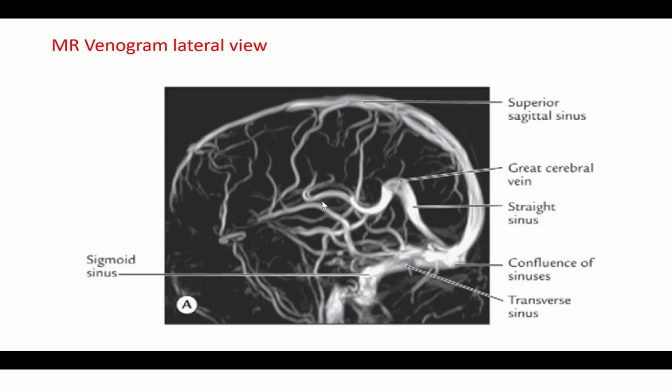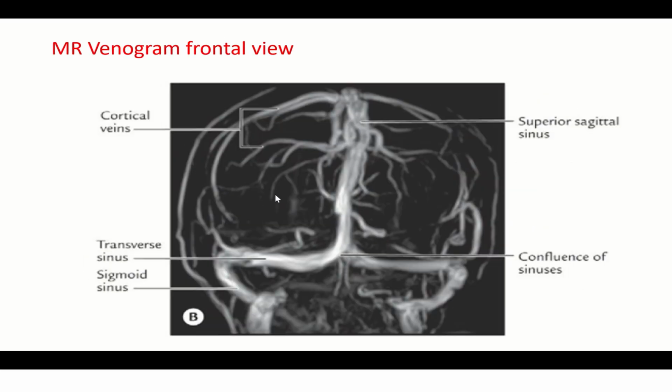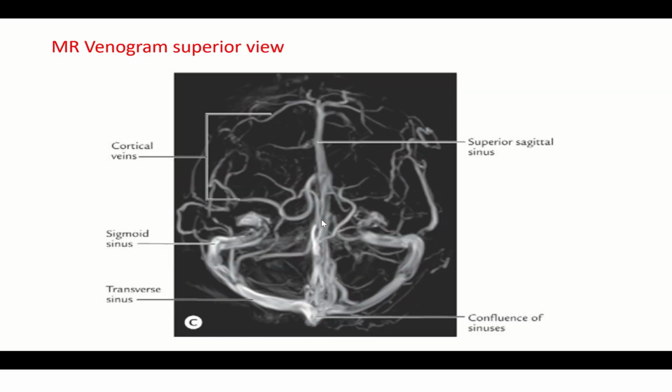This is a magnetic resonance venogram, and here you can see the magnetic resonance venogram from the frontal view. You can see this is the superior sagittal sinus. You can see the cortical veins. You can see the transverse sinus and the sigmoid sinus. You can see the confluence of sinuses. Here you can see the same MR venogram, superior view. You can see the superior sagittal sinus and the cortical veins, sigmoid sinus, transverse sinus, and the confluence of sinuses.